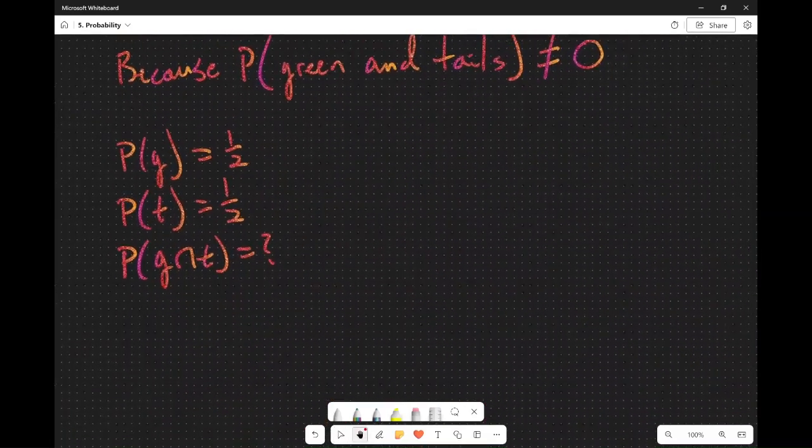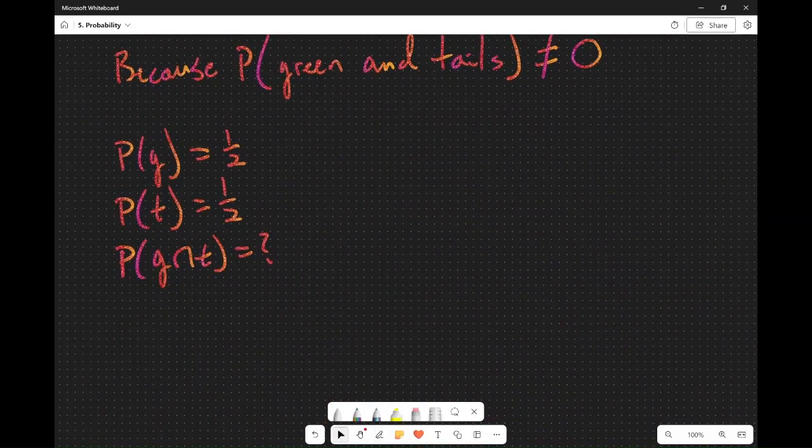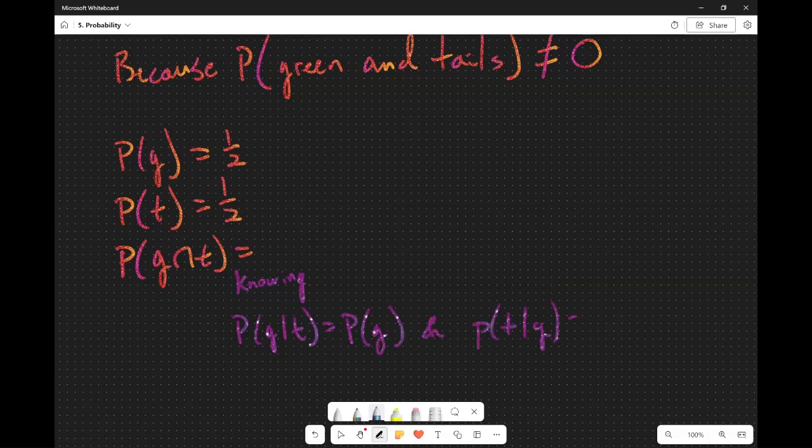So because we know that they're independent, I'll just write this right here as an assumption, and this will help us later. The probability of green given tails is equal to the probability of green, and the probability of tails given green is equal to the probability of tails, because I know getting a tails doesn't change what marble I pick, and I know that picking a green marble doesn't change my coin flip. Then this is equal to the probability of green times the probability of tails. And I know that this is equal to 1/2 times 1/2, which is equal to 1/4.